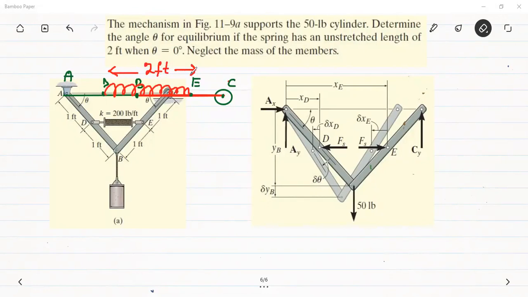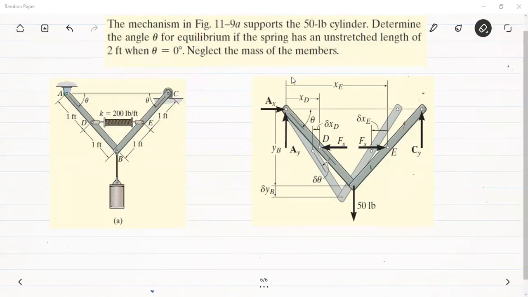I mean to say this is the natural length or the undeformed length of the spring when it is not loaded. After that, a load is applied at the point B in the form of a cylinder whose weight is equal to 50 pounds. This load is responsible for the mechanism attaining this final equilibrium position. So what do we have to determine? We have to determine the angle theta for the equilibrium.